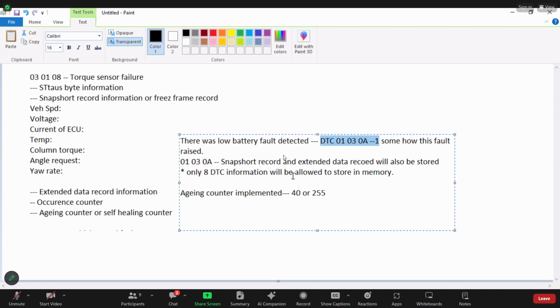Guys, when the aging counter value for a particular DTC reaches 40, or in some projects 255, that means this DTC was not triggered after the first time it was stored. After that, this DTC was not triggered for 40 times or 255 times. Then this DTC information will be erased from the memory to save memory for other DTCs to be stored. Understood, guys?